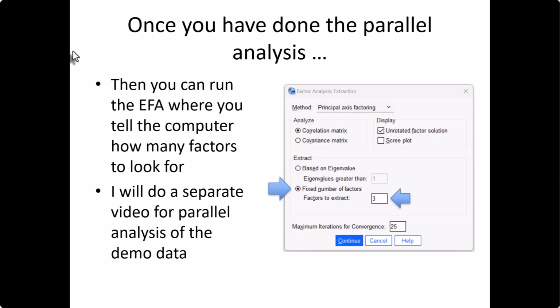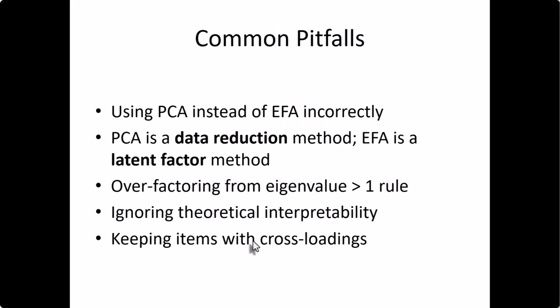Once you've run the parallel analysis, then you can rerun the EFA where you tell the computer how many factors to look for. So you go back to that principal axis factoring, make sure you check the scree plot, and here you would plug in, okay, we found 3 in our parallel analysis, so I'm going to tell it to extract exactly 3. And I will show you that in the example video.